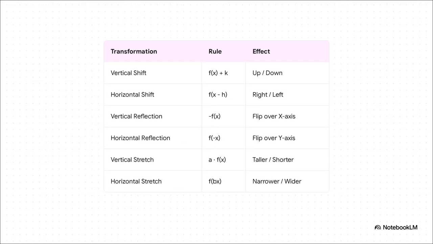And here it is, the whole shebang, the entire system all on one slide. This checklist is your ultimate takeaway from all this. It's got every single rule we've talked about, the type of transformation, what it looks like in the algebra, and exactly what it does to the graph. This is your cheat sheet. This is how you're going to master any graph they throw at you.